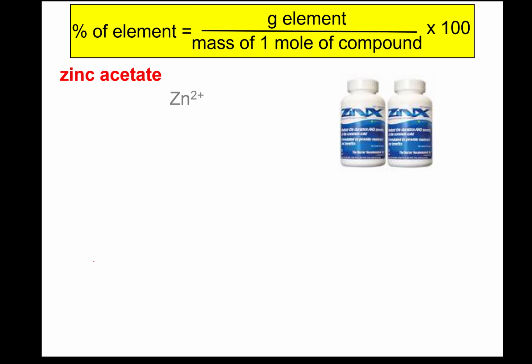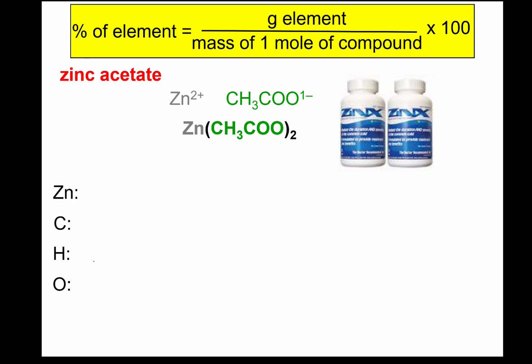So from here, we have to first figure out what the formula is so we can find the percent composition. Zinc, even though it's in the D block, I told you have to memorize that it only has a charge of 2+. Acetate is a polyatomic ion, so that one has the formula CH3COO1-. So we're going to need 2 acetates for every 1 zinc ion. So the formula is Zn(CH3COO)2. So now that we know the formula, we can figure out the percent of each element.